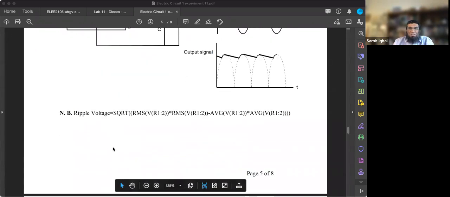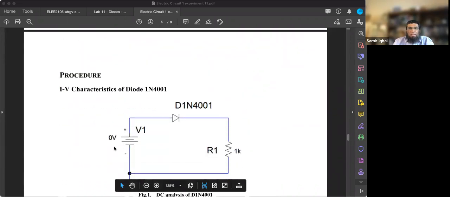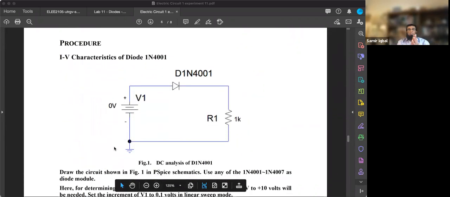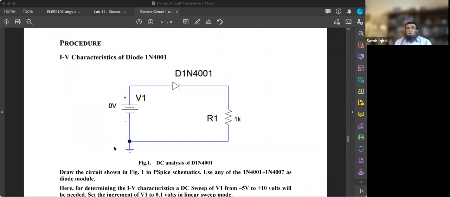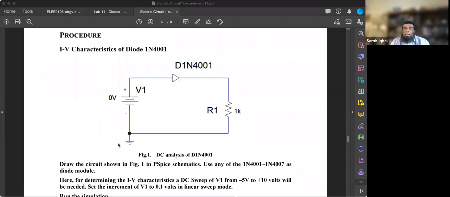Let's start building on those. So what we'll do in this, and this is posted already, we'll make the circuit, we'll put D1N4001. So you'll pick it up from the diode module. In PSpice, there is a diode module. That's what you will use. Now, you will determine the IV characteristics for DC. You'll just sweep from -5 to +10 volts. And you will set the increment of 0.1 volts when you set the linear sweep.